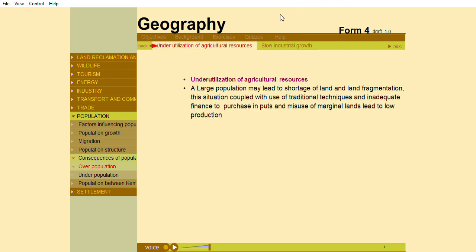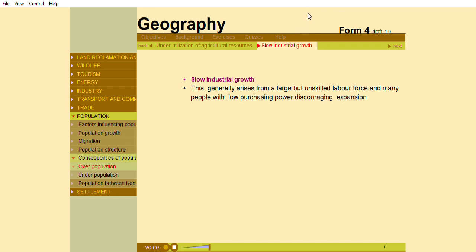Underutilization of agricultural resources. A large population may lead to shortage of land and land fragmentation. This situation, coupled with use of traditional techniques and inadequate finance to purchase inputs and misuse of marginal lands, lead to low production. Slow industrial growth. This generally arises from a large but unskilled labor force and many people with low purchasing power, discouraging expansion.